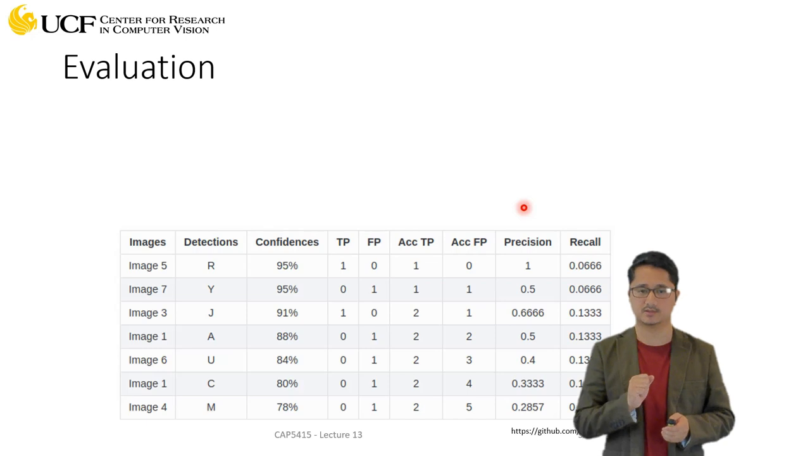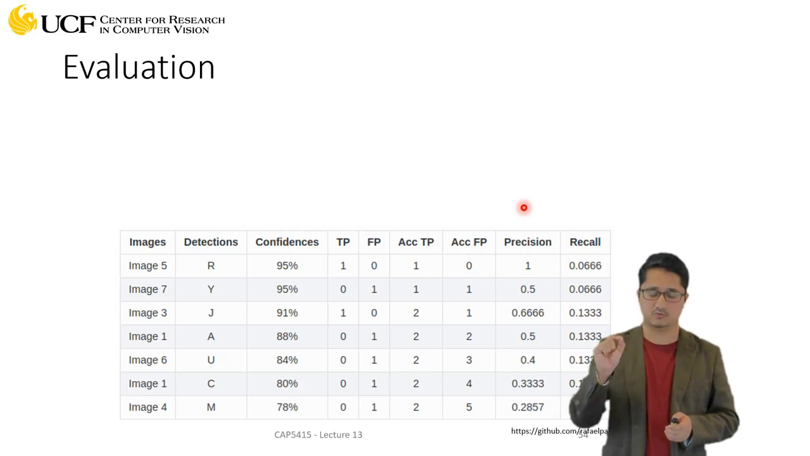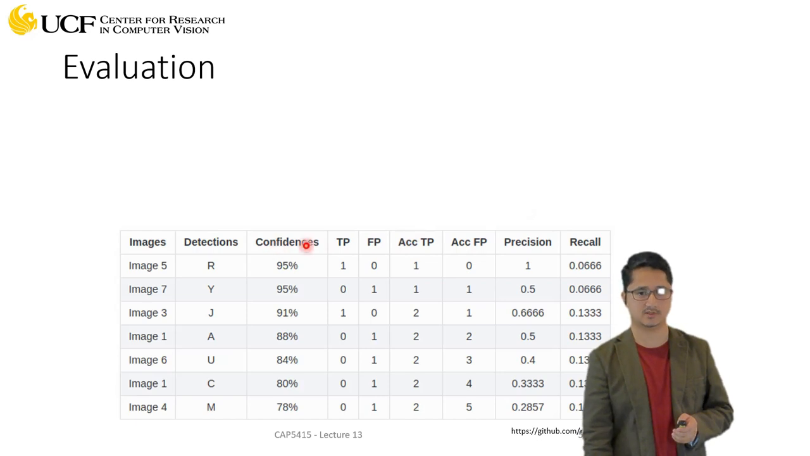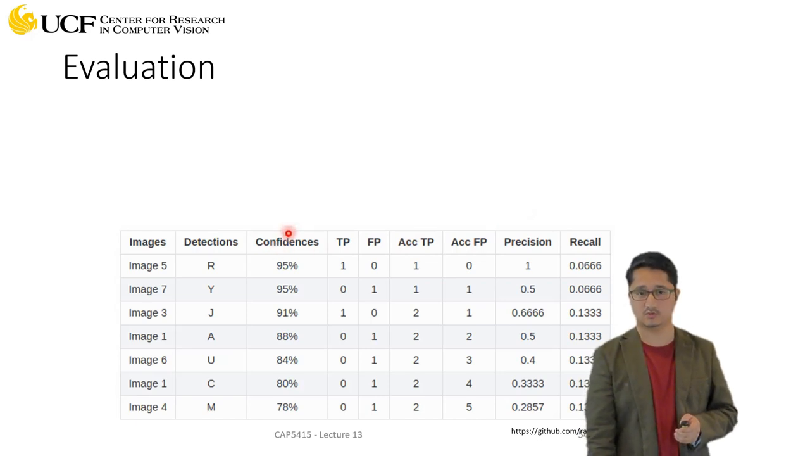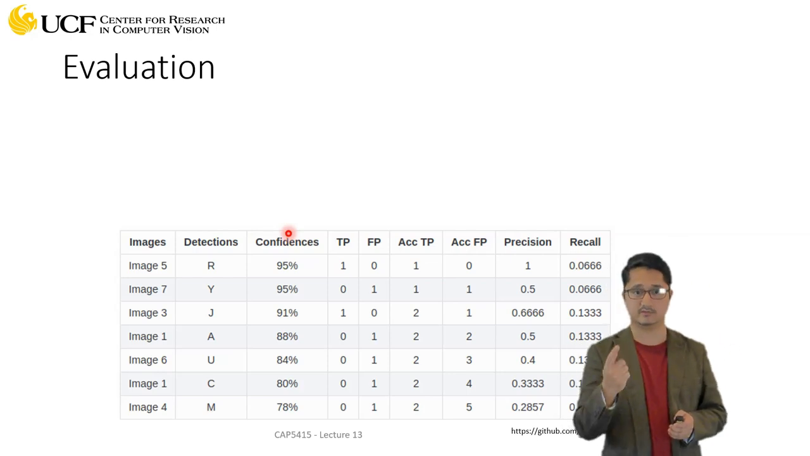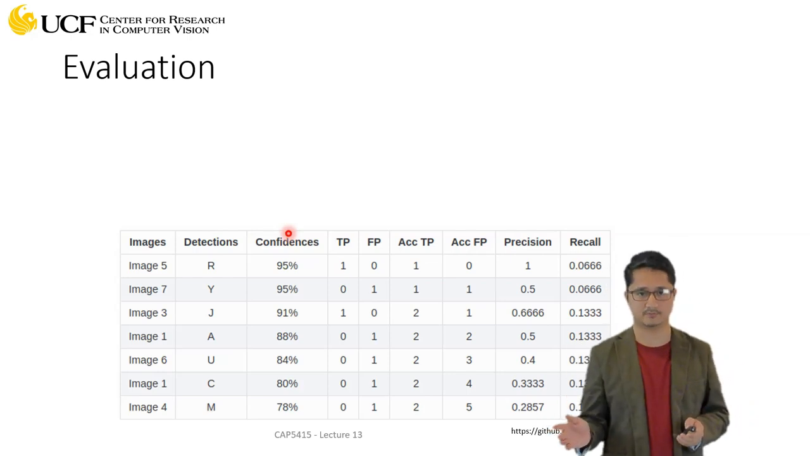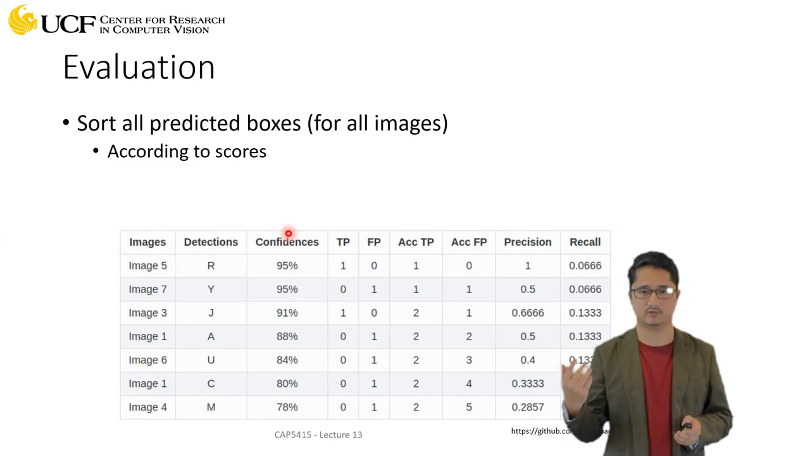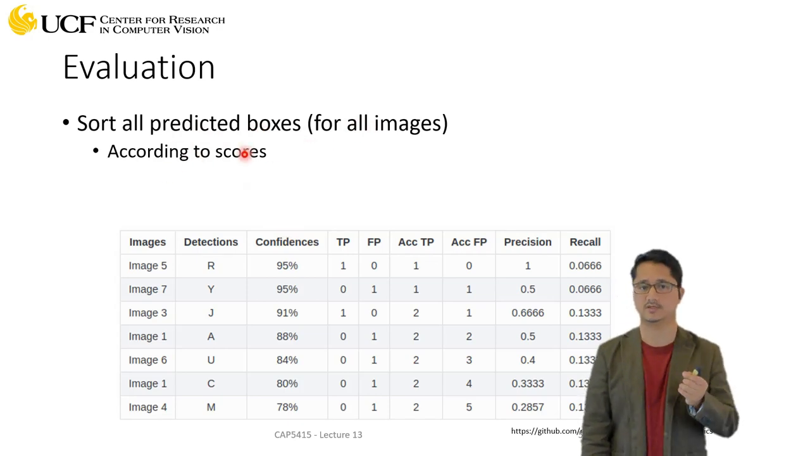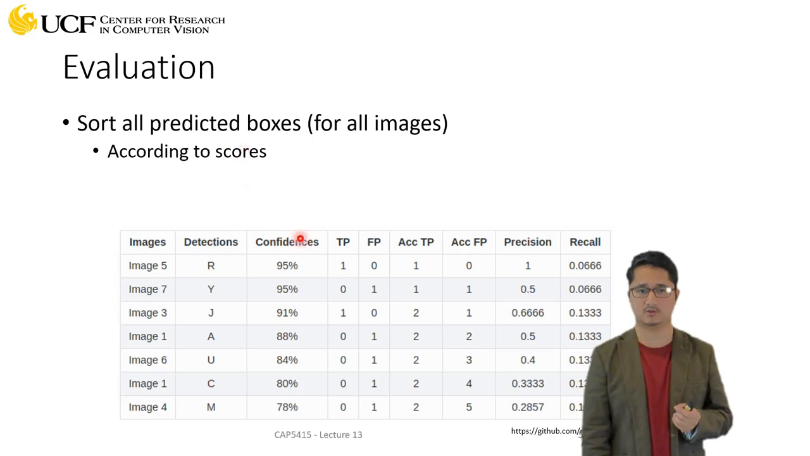And the first step is we sort all the predictions based on the confidence score. Earlier, we were doing this just for one image. In this case, we will do this for the whole data set. You might have thousands of images. You sort the prediction bounding boxes for all images according to the scores, and these scores are the confidence your model has in that prediction.